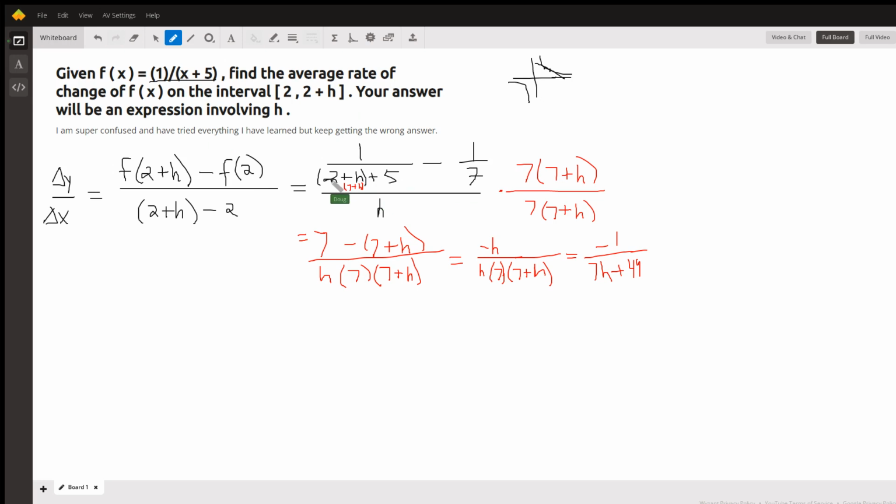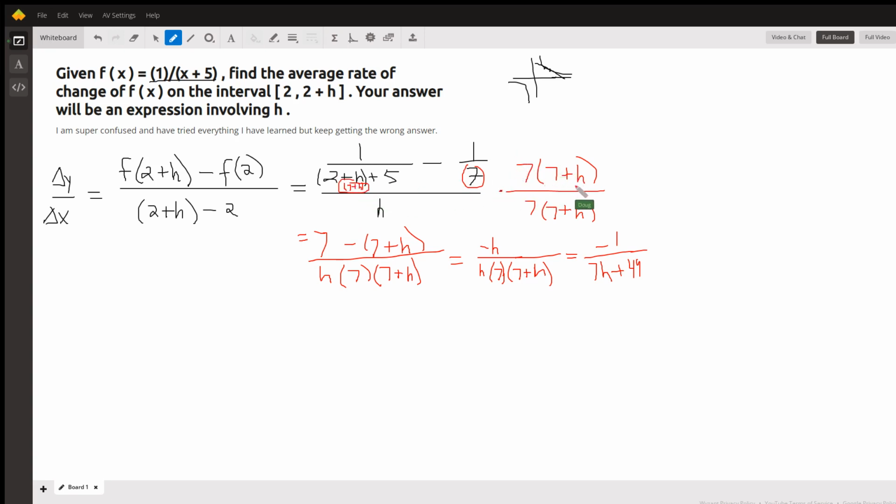And of course, this 2 plus h plus 5 becomes 7 plus h. And in the denominator, 2 plus h minus 2 is just an h. Now the question is, how should we simplify that? Well, this is a complex fraction. The easiest way to simplify it is to multiply numerator and denominator of the big fraction by the LCD of all the little denominators. So these are the little denominators here, 7 and 7 plus h. So that's what we're going to multiply by.